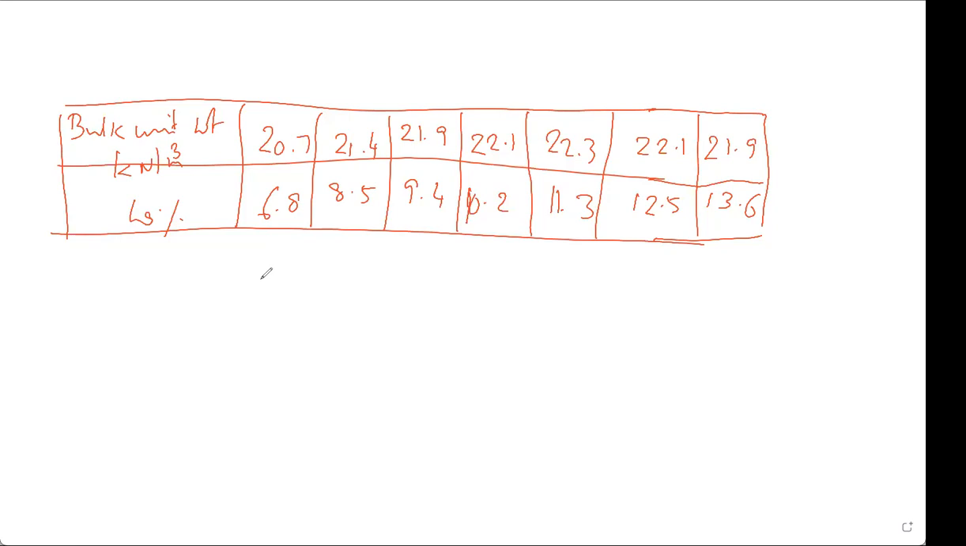Okay, the bulk unit weight is given, water content is given. Now you have to plot the compaction curve, and then you have to get all these things. First, let us get the compaction curve. To get it, we have to get the value of gamma dry. Again put the same table, then I'll extend this further.